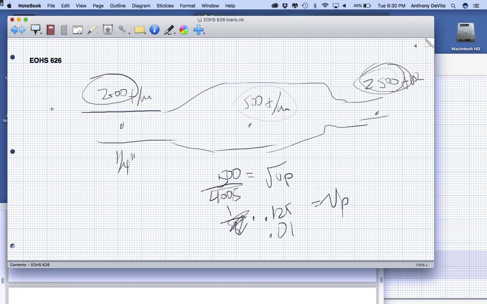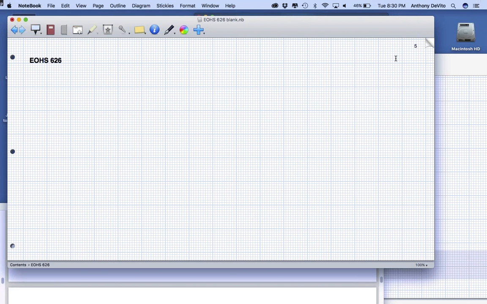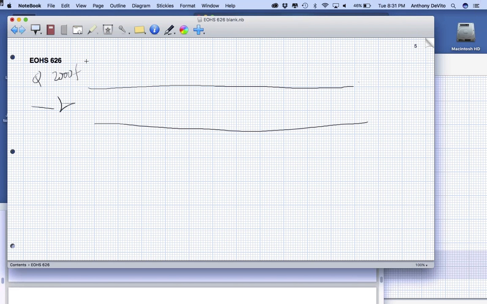Okay, so now let's move on to this idea of total and static pressures. Here's a duct. Okay, I'm sending air in there. Q is 2,000 feet per minute. I'm going to put a gauge on here that measures static pressure. I'm going to put one over here that measures static pressure.